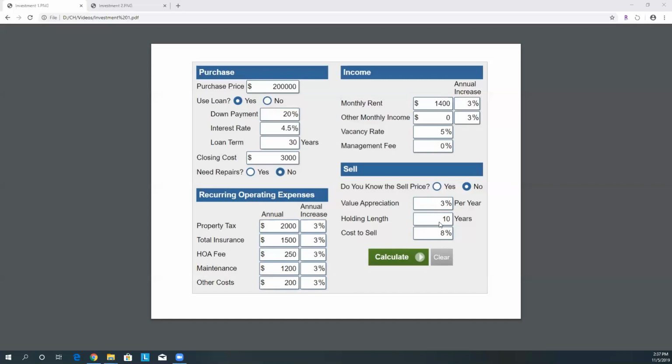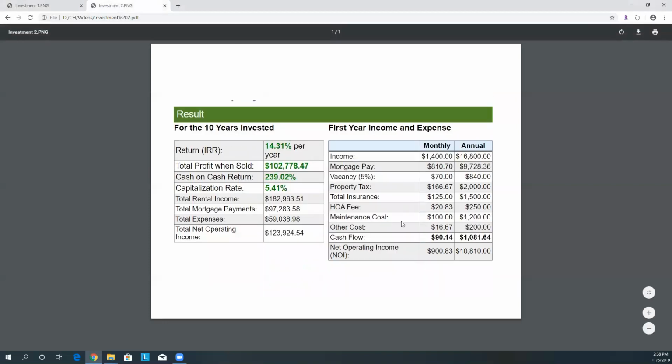So let's say you have this investment of $200,000, $1,400 a month in rent, a 3% annual appreciation, and 10 years of holding. Again, these are all estimates. Let's say at the end of it, your cost to sell the property is 8%. Well, where does that put you? Here's where it puts you. And this is where the picture comes in very handy for your numbers.